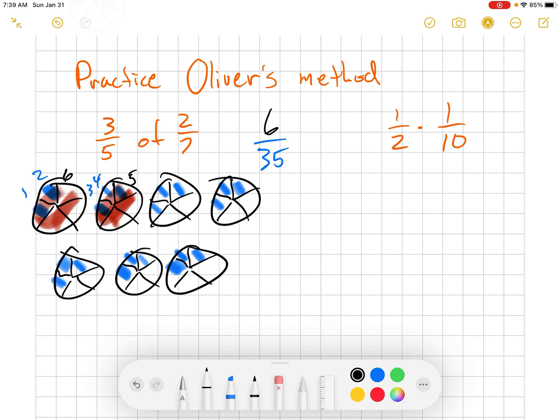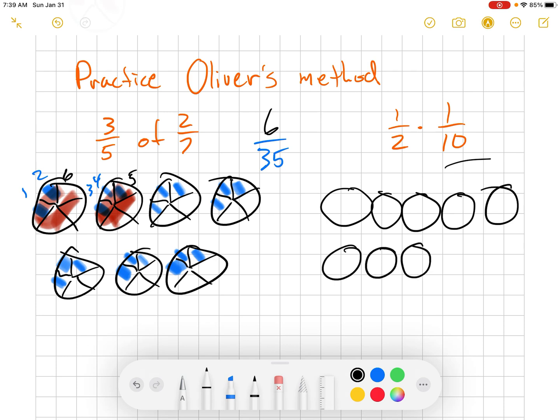Not good. All right, let's try Oliver's method, but let's hopefully do a much better job here with a half of a tenth. In this case, because 10 is such a large number and it's very hard to divide each circle into tenths, I'm going to draw the 10 circles: 1, 2, 3, 4, 5. We only have to shade 1/10 of that, right? So that's this. Then we're going to divide each of those in half, and we only shade a half of that. So here we go. Whoops, sorry.